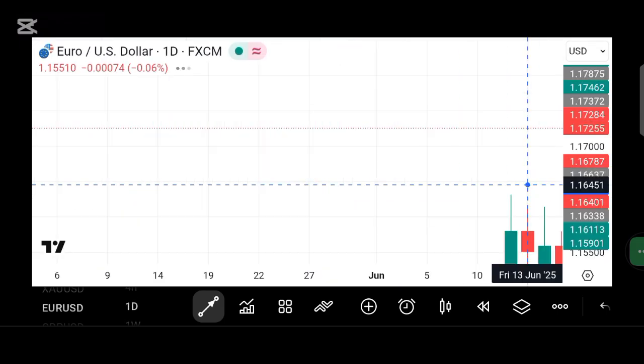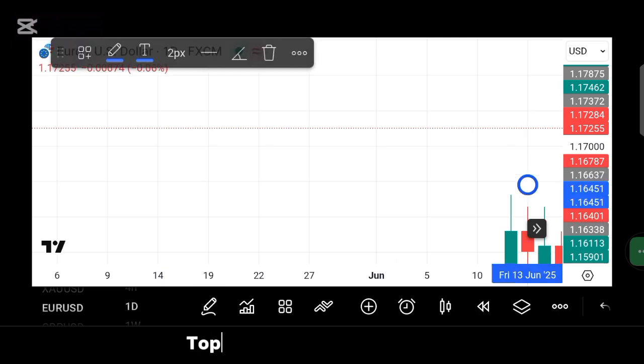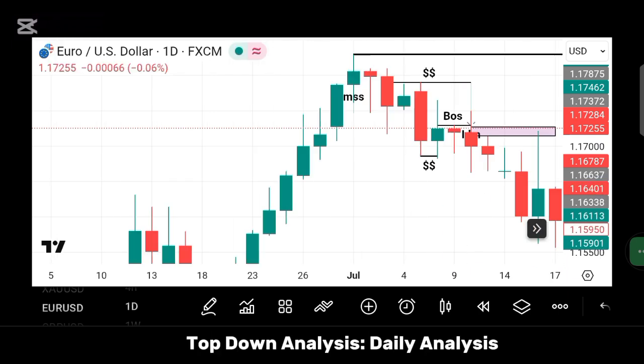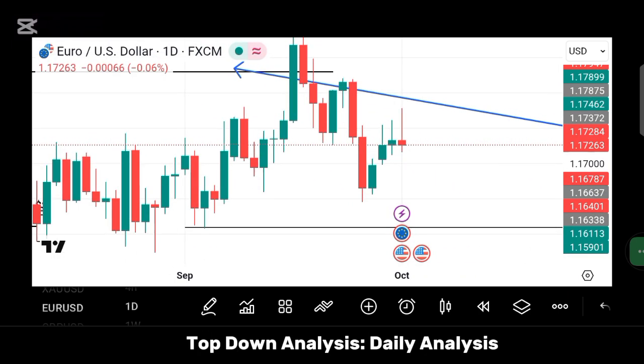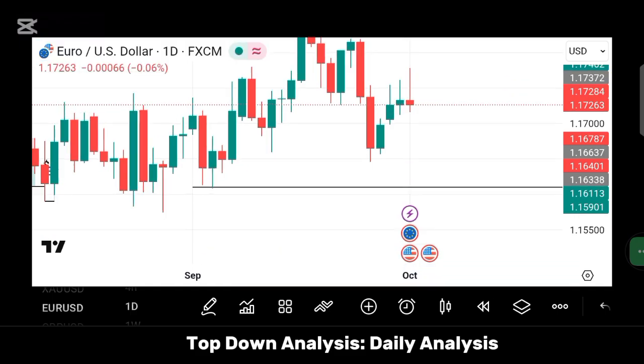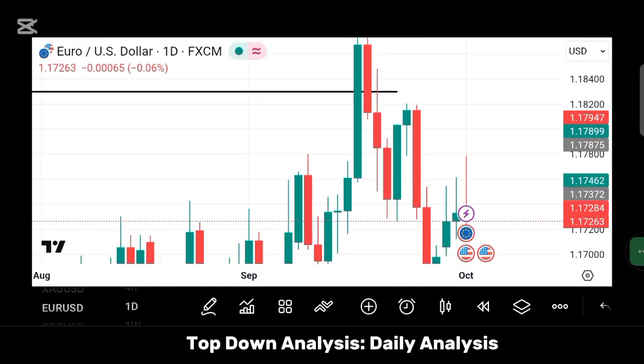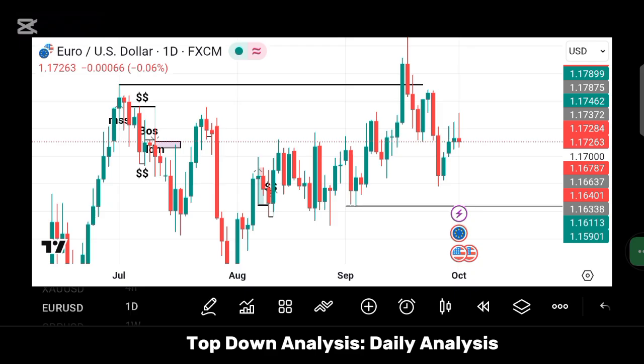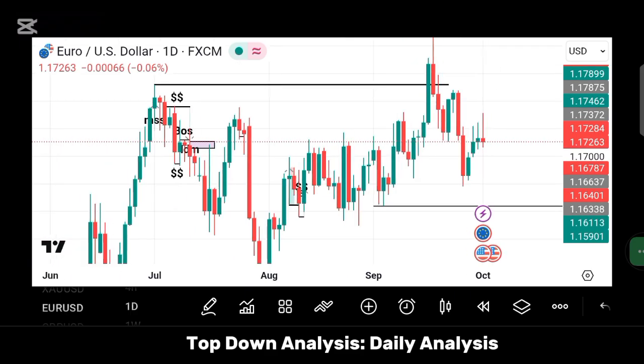One time frame down. So this is more like doing a top down analysis for the month and knowing my target already for the month. Now on the daily time frame, I have something very interesting in this level here. If you look at it, it's more like a CRT entry model.